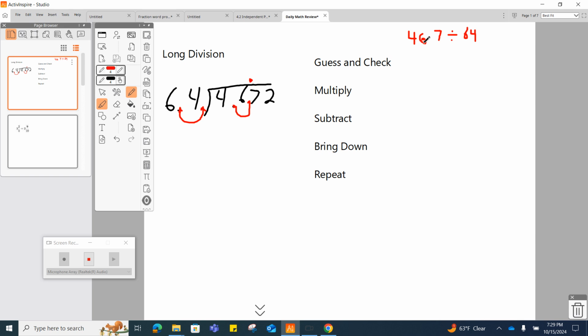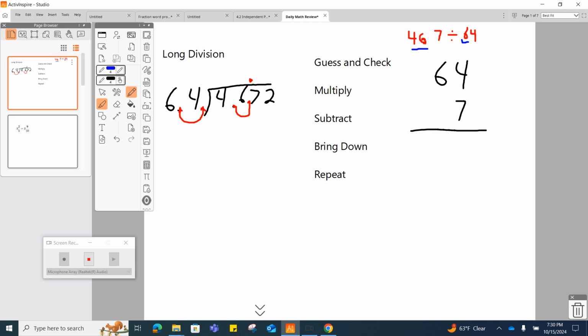This is where I feel like students really struggle with what to do for guess and check. I'm going to look at just this 6 and just this 46. And I'm going to say that 6 times 7 is 42. So I'm going to guess and check 64. I said I was going to try 7 because 6 times 7 is 42. That's going to get me kind of close to 46 without going over.